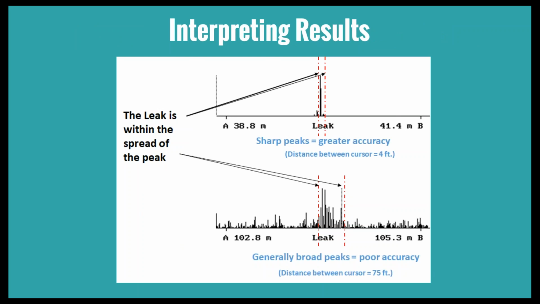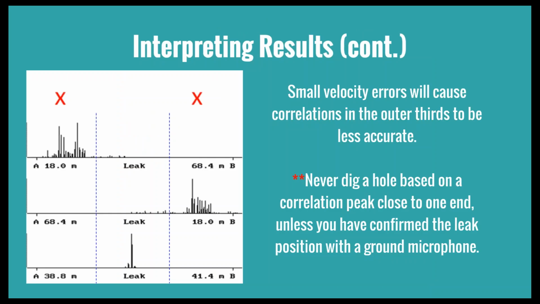And then interpreting the results once you do your correlation. So the top leak is within the spread of the peak there. The bottom one is one more of that Manhattan skyline, where you'd want to try to either minimize the distance between your correlators or your loggers, or at this point you probably would want to do some ground sounding to verify those noises that you hear at that point there, somewhere in the middle.